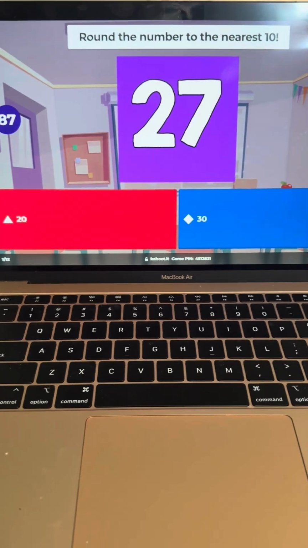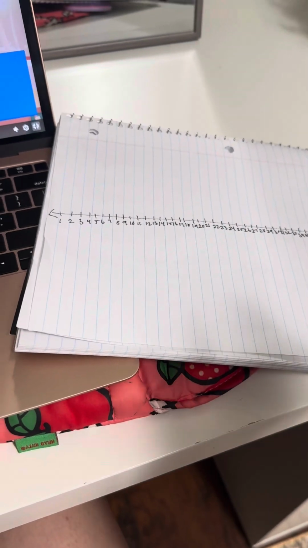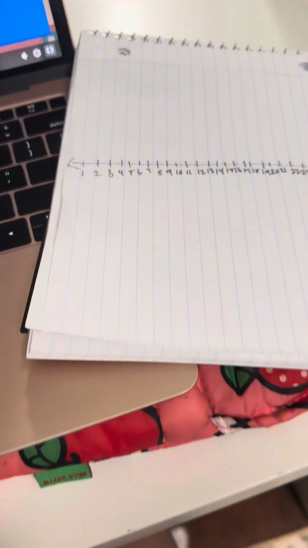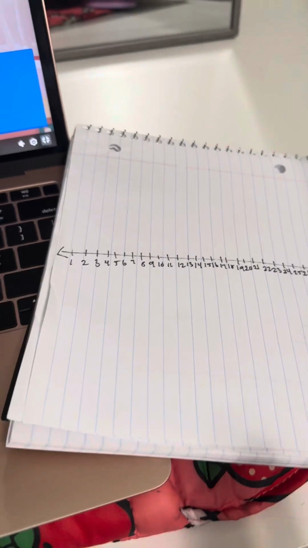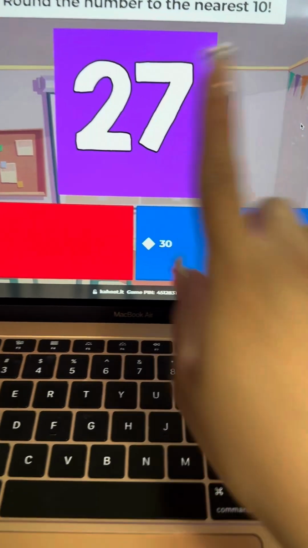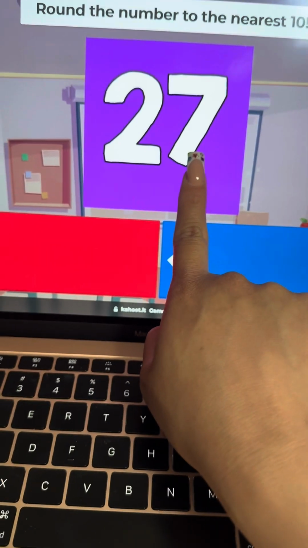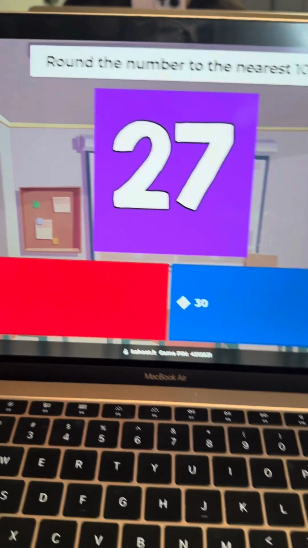So the number is going to be 27. Students can have their paper number line, their whiteboard number line, or a number line on their Chromebook, helping them decide what 27 is closer to. I'm going to remind them of the rule of thumb. Look at the number on the right. If it's 5 or more, raise the score. If it's 4 or less, let it rest.